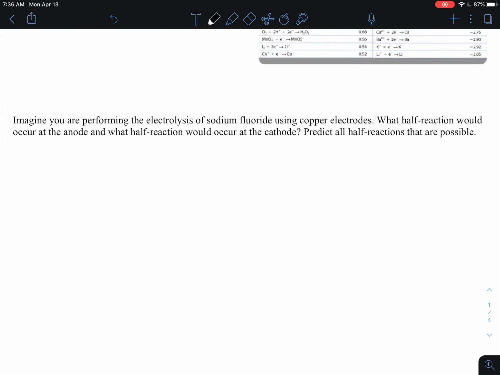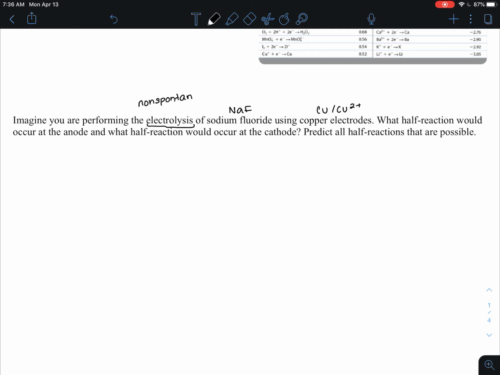Imagine you are performing the electrolysis of sodium fluoride. Let's write that: sodium fluoride is NaF, using copper electrodes. So that would mean if we have a copper electrode, we have copper and copper 2+. What half reaction would occur at the anode and what half reaction would occur at the cathode? Predict all half reactions that are possible.